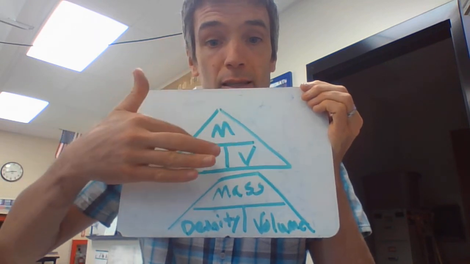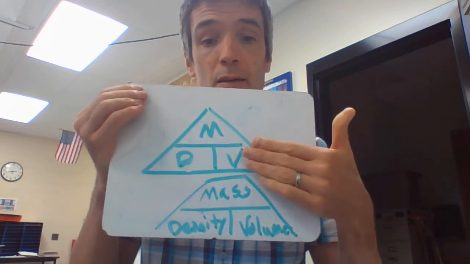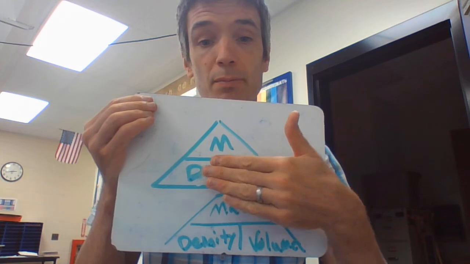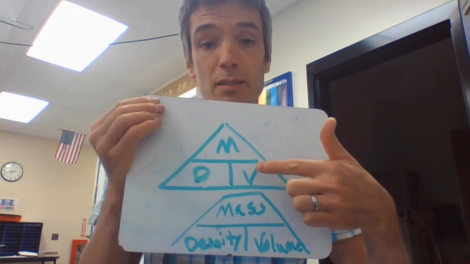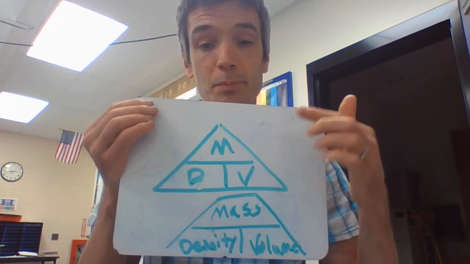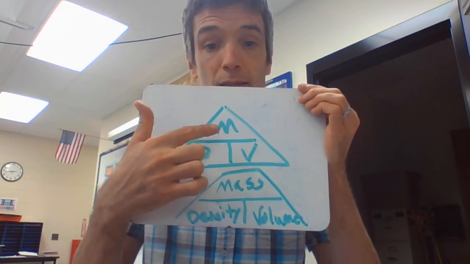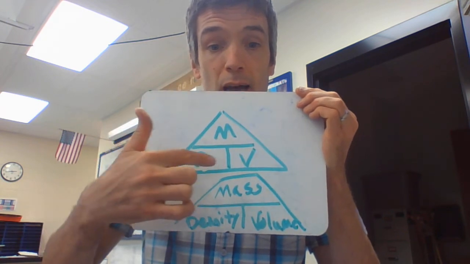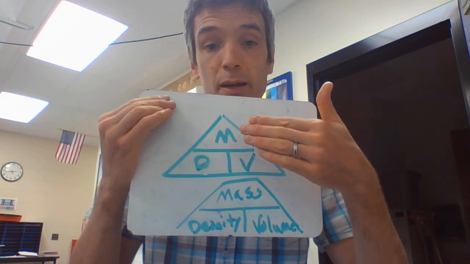Mass is density times volume, and volume is mass divided by density. So this line here, that's division, and this line here is multiplication. So once again, density is mass divided by volume. Mass is density times volume, and volume is mass divided by density.